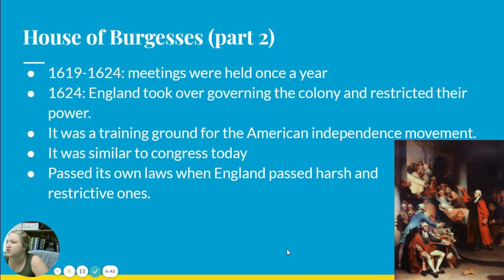A lot of the founding fathers, Thomas Jefferson, George Washington, spent a lot of time there and expressed their opinions there. And it's similar to Congress today. It passed its own laws when England passed harsh and restrictive ones, which remember we talked about they weren't supposed to do that, but they did anyways.